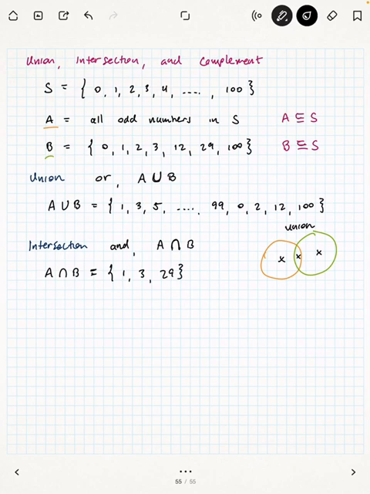So with intersection, rather than talking about what's in A or B, we're just going to be talking about what's in both.